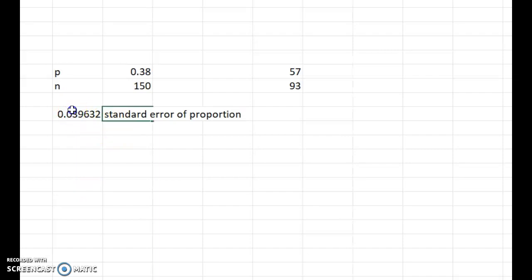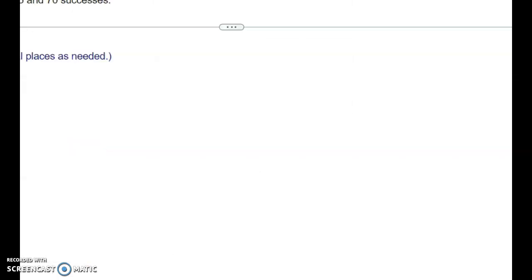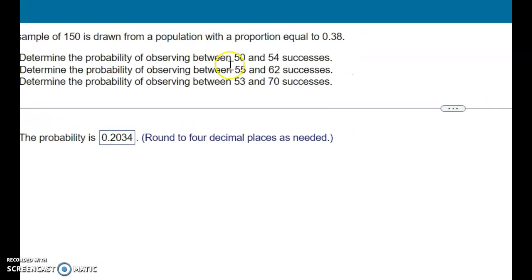And if you click on view an example, it will tell you that this needs to be rounded to 4 decimal places. It will also tell you to use Excel for this problem. Now for our proportion, we have 50 and 54, and we have to do 50 divided by 150 and 54 divided by 150.